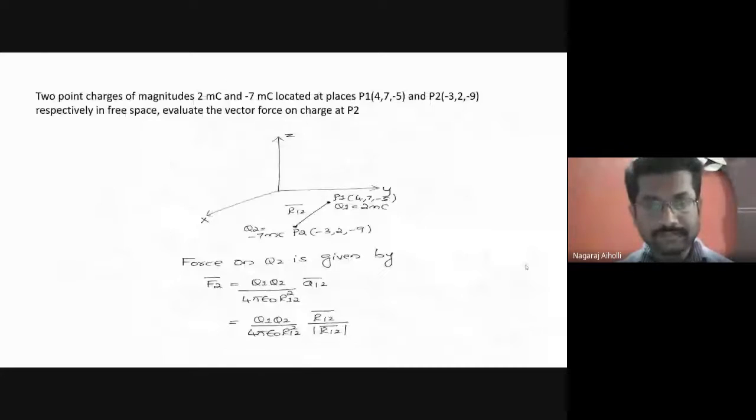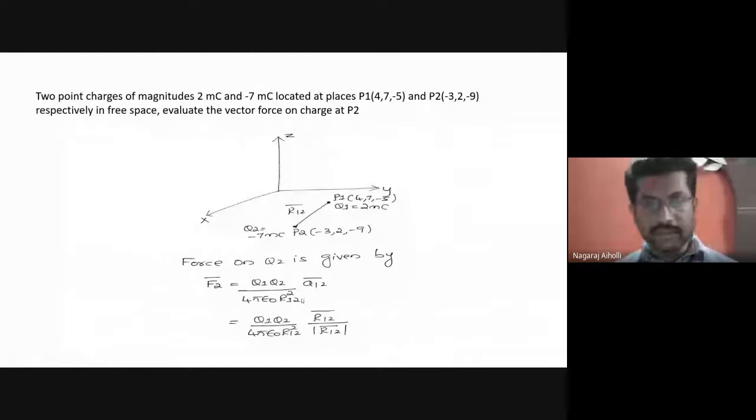Here, F2 bar is equal to Q1 into Q2 divided by 4 pi epsilon naught into R12 square into A12 bar. This is the main formula. You have to know this formula. We know how we got this formula; we discussed it at the beginning of today's class. Yes, sir.